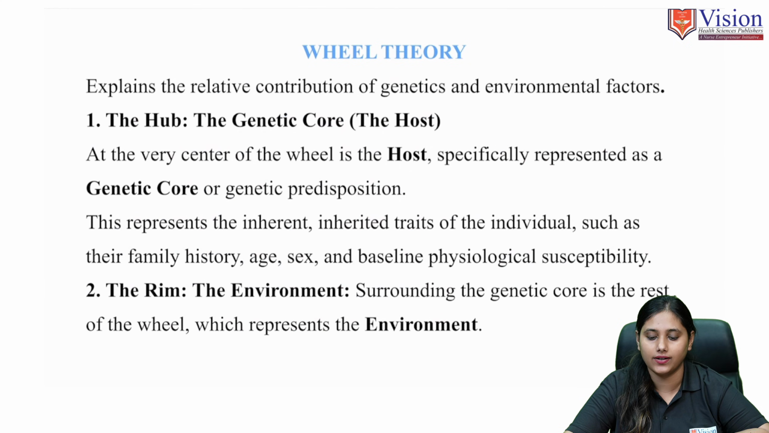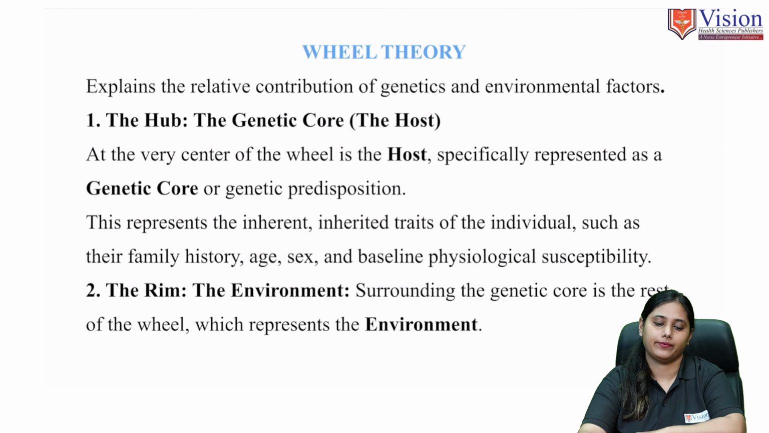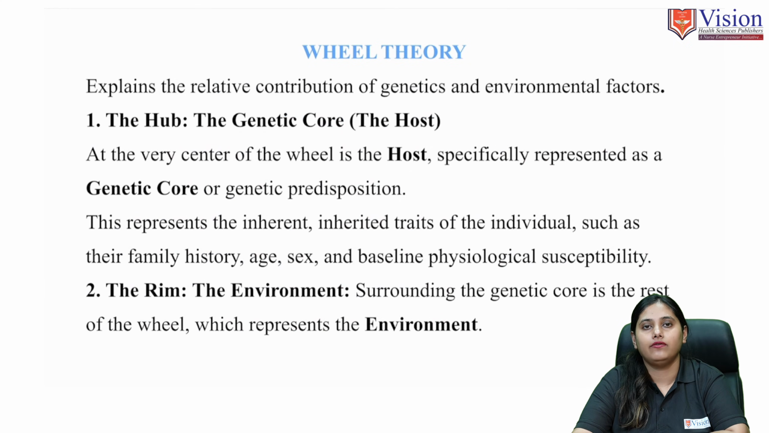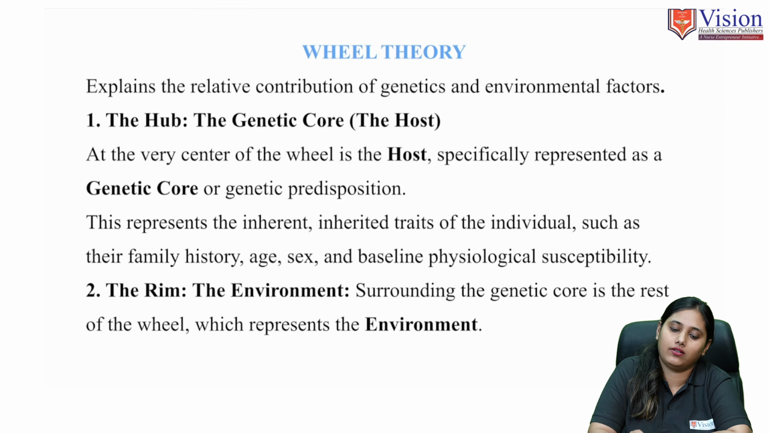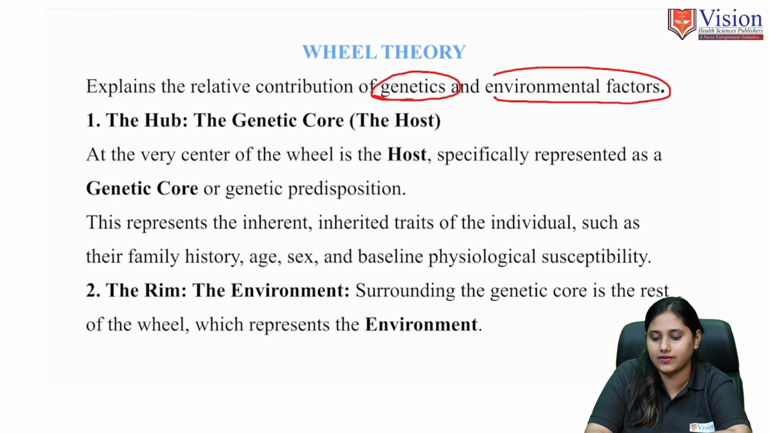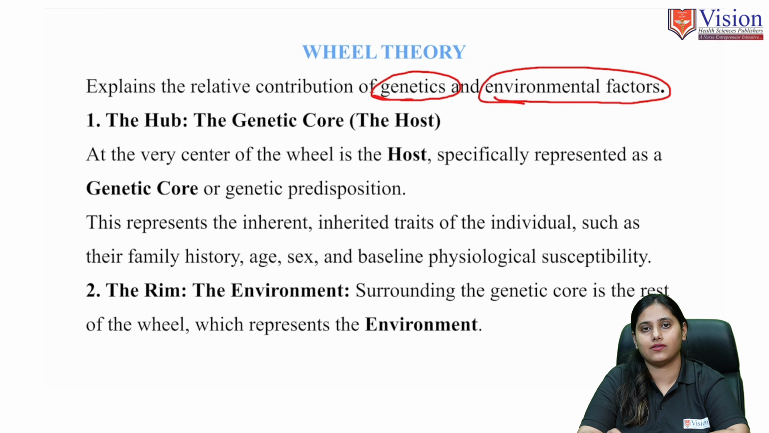The next theory is the wheel theory. Basically, the wheel theory has two components. It has the contribution of genetics and the contribution of environmental factors. These two factors mainly make up the wheel theory: genetics and the environmental factors. So have you seen a wheel?